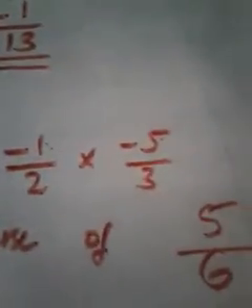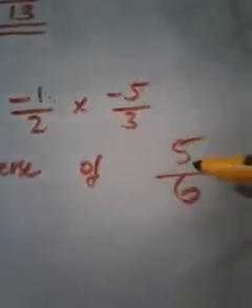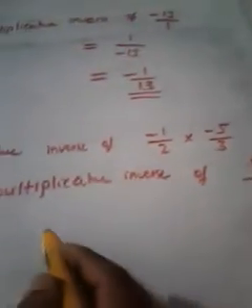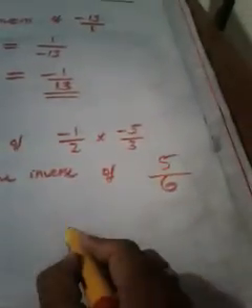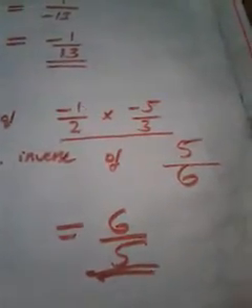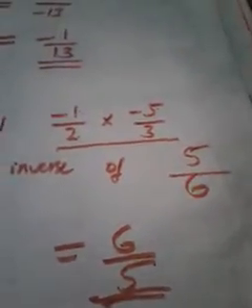That means the question was the multiplicative inverse of minus 1 by 2 into minus 5 by 3. I simplified the question as the multiplicative inverse of 5 by 6, because when I operate this, I got 5 by 6. You may have understood. Okay. Now, what is the multiplicative inverse of 5 by 6? The answer will be 6 by 5. So in short, the multiplicative inverse of this question is 6 by 5. You may have understood. Okay. So now let us move to the next question.